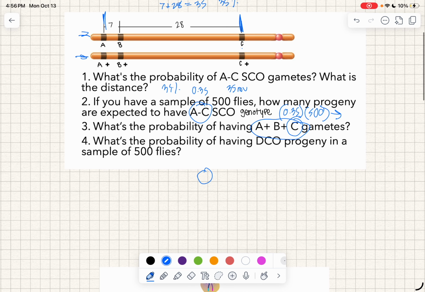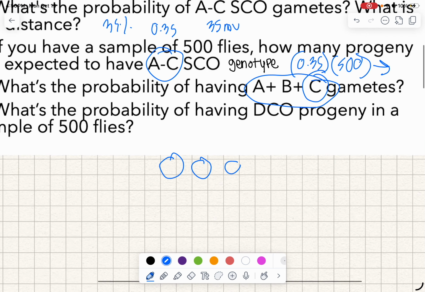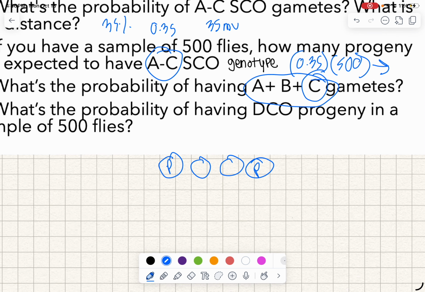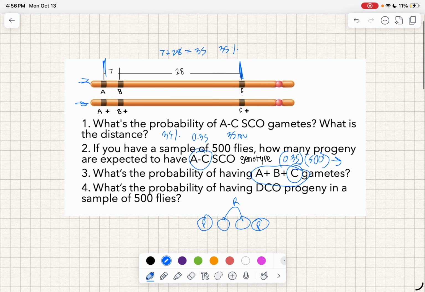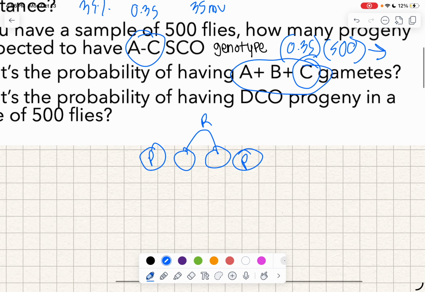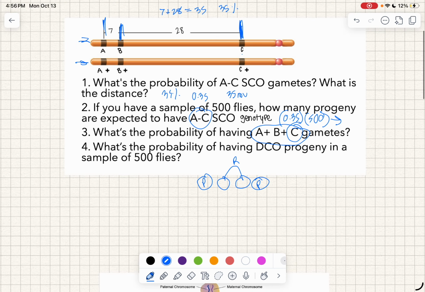So if we remember, after meiosis, we get 4 gametes. 2 will be the parents, so I'm going to put a P. 2 will be recombinant, so I'm just going to put an R. We're looking at the distance between B and C, and that's 28. So the probability of having a recombination from this portion to this portion, which is basically 28, is 28%.